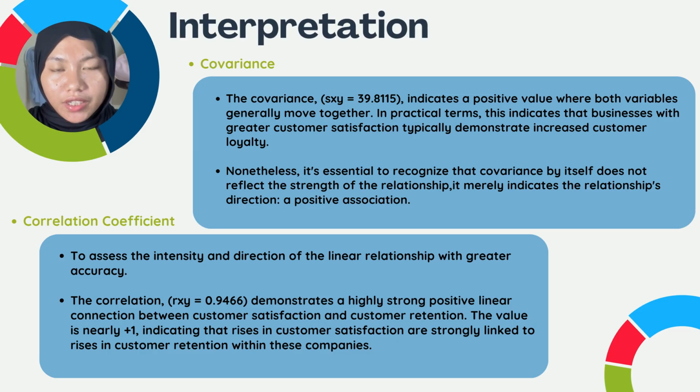Next, for the interpretation, let's start with the covariance. The calculated value is 39.8115, which is positive. This tells us that as customer satisfaction increases, customer retention also tends to increase. In simpler terms, companies with more satisfied customers are likely to retain them longer. However, it's important to note that covariance only shows the direction of the relationship, not how strong it is. So, while this tells us the relationship is positive, it doesn't say how strong or consistent it is.